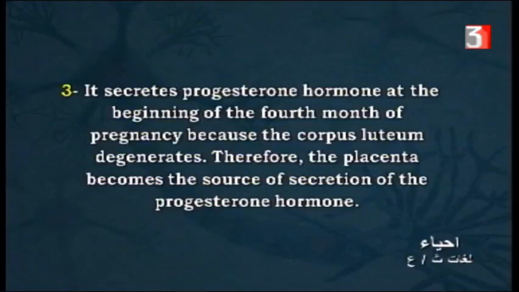Number three, it also secretes progesterone hormone at the beginning of the 4th month of the pregnancy because the corpus luteum degenerates. Therefore, the placenta is the source of secretion of the progesterone hormone.